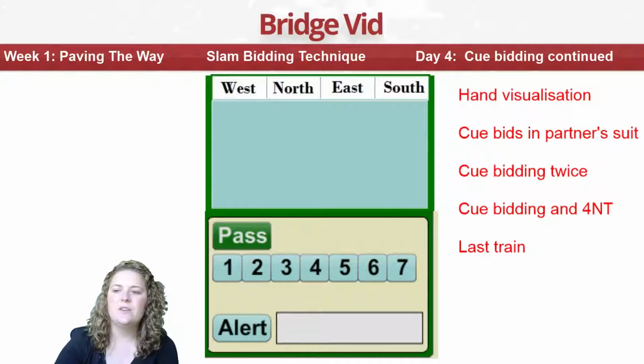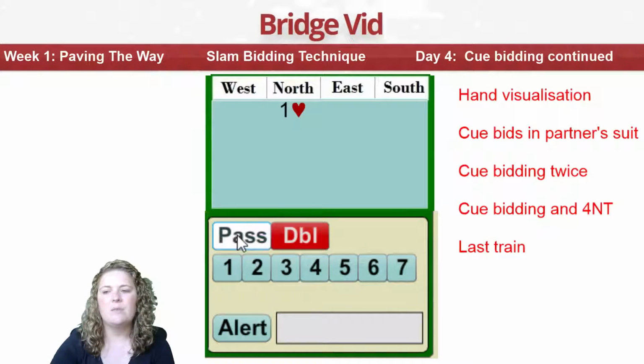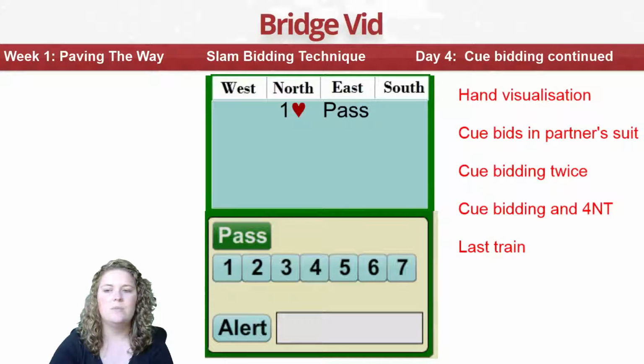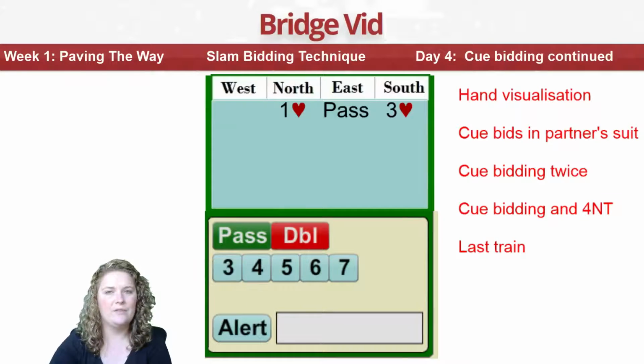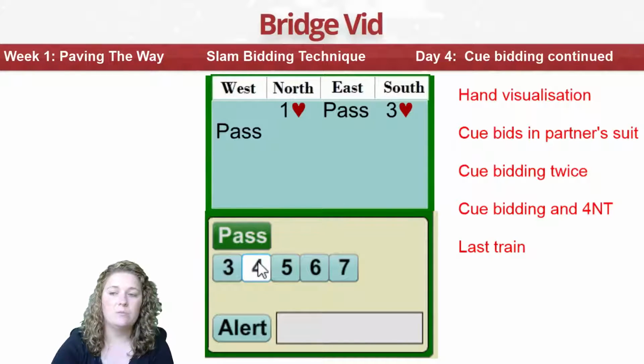So first things first, one important thing we have to do when we use cue bidding is we really need to use our hand visualization skills. So here, for instance, where it's gone 1 heart pass 3 hearts, we now start to use our skills in terms of whether bids have been denied.